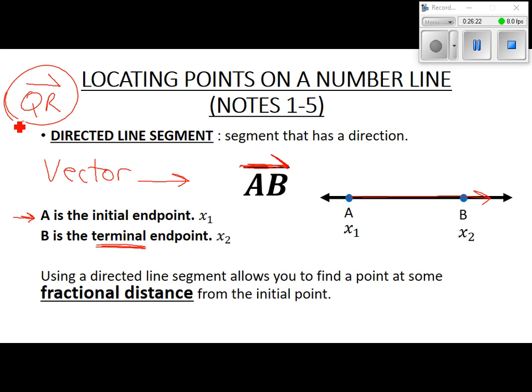Using a directed line segment allows you to find a point at some fractional distance from the initial point. Now we're sort of stopping it here, the terminal point, because we want to be able to measure. If we don't stop it there, then we can't measure stuff. A lot of things in science and out in the real world, we may consider them going on forever, but we have to stop them somewhere so that we can put some kind of measurement with it.